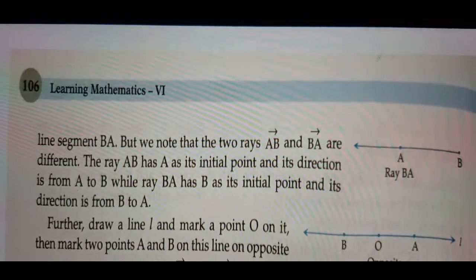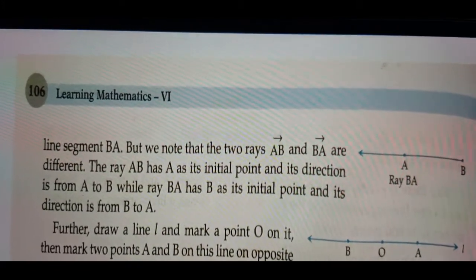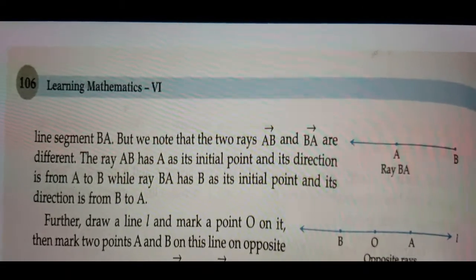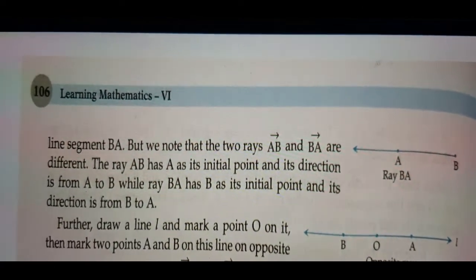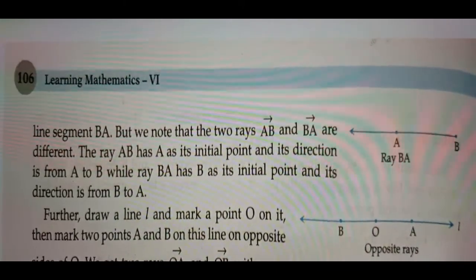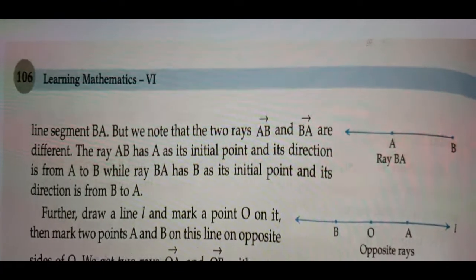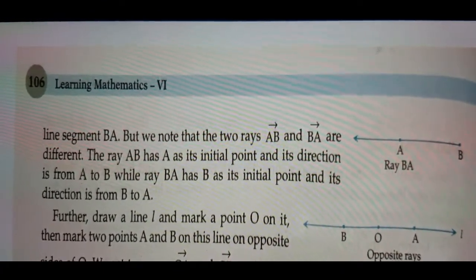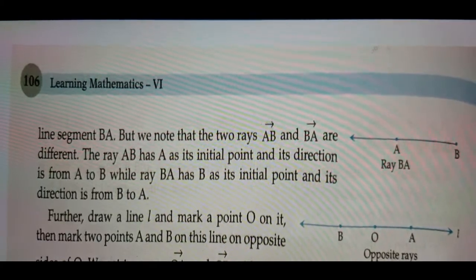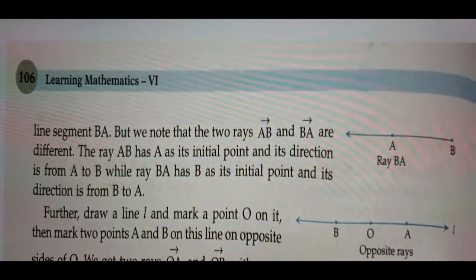One is that a line does not have a definite length, extending indefinitely on both sides. It does not have a proper fixed end point, it does not have any end points, whereas a line segment has end points and its length is definite. Whereas a ray has one end point and the other point is extending indefinitely. So these few points you have to keep in mind.